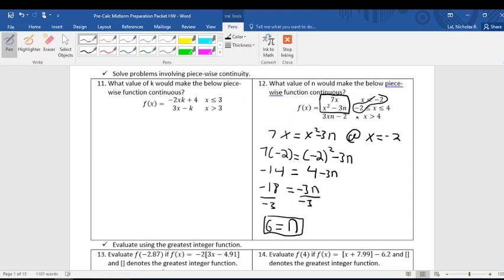Let's double check to make sure it makes this continuous when x equals 4. So when x equals 4, now we need to look at when x equals 4 to further verify that it would be continuous. When x equals 4, you would have 4 squared minus 3 times 6 must equal 3 times 4 times 6 minus 2.